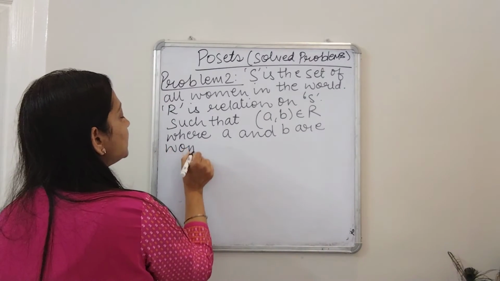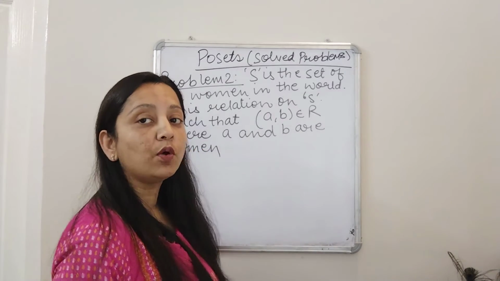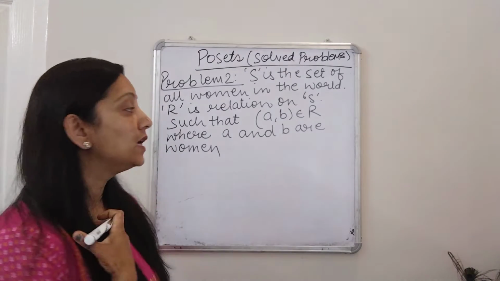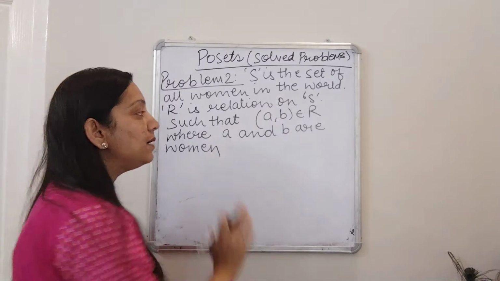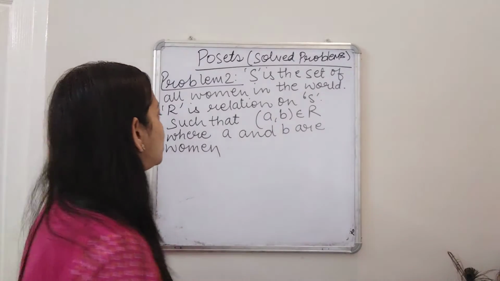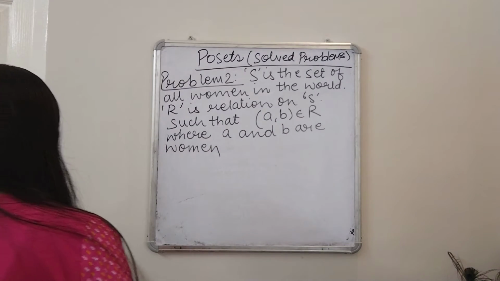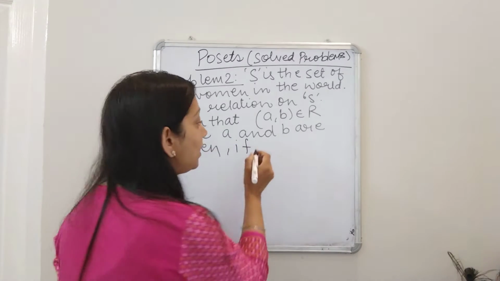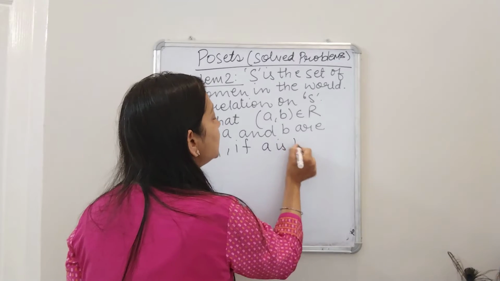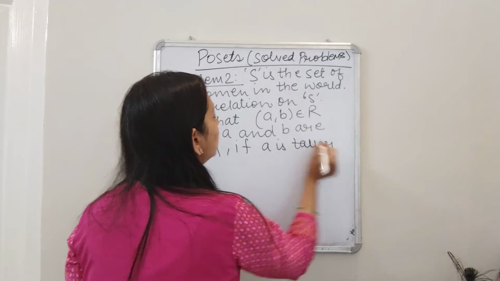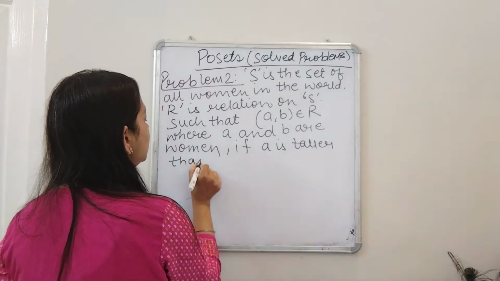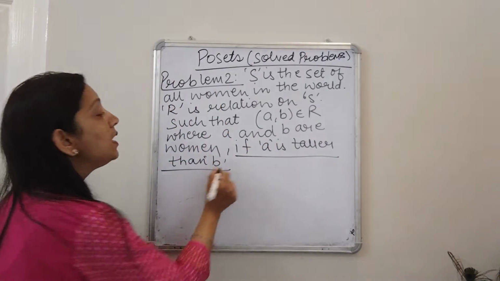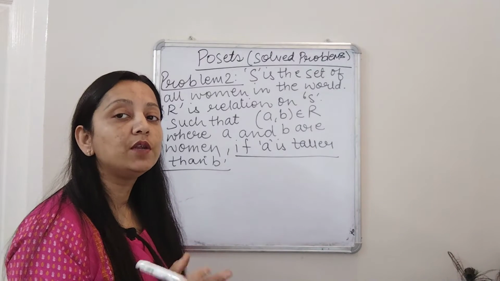Obviously, if S is a set of all women in the world and R is a relation which is formed on this set, and if R consists of ordered pair AB, then obviously A and B would also be women of this world. And the criteria for forming this relation is that A is taller than B. So the criteria for the formation of this relation is that woman A is taller than woman B.